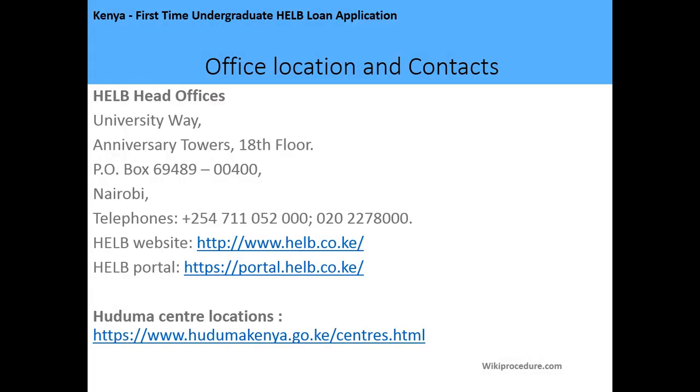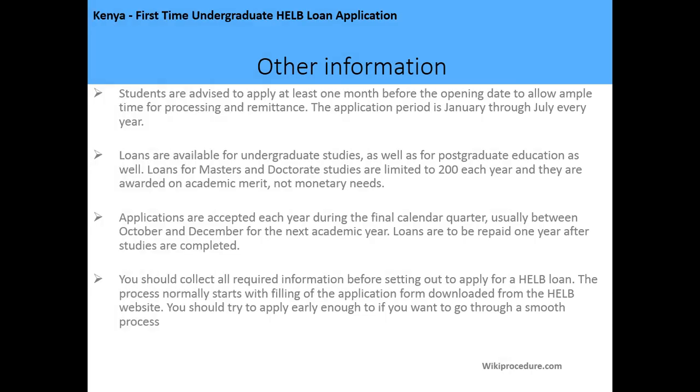The office location: HELB headquarters are at Anniversary Towers on University Way. They occupy the 18th floor, and you can visit them at www.helb.co.ke. You can also visit their desks at any Huduma Center across Kenya. Students are advised to apply at least 1 month before the beginning of the semester, to allow ample time for processing and remittance. The application period is usually January through to July every year. Loans are available for undergraduate studies as well as postgraduate education.